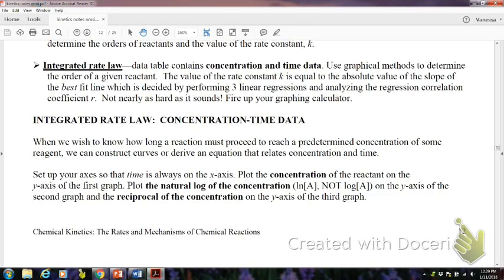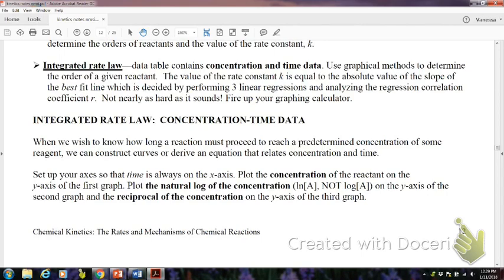Okay, so yesterday was differential, which was concentration and rates. The integrated is concentration versus time. And unlike the differential, where we could kind of look at it and go, oh, it doubled, and so the rate doubled, so it was first order, you can't do that with the time, okay? So we have to do a graphical analysis to do that.